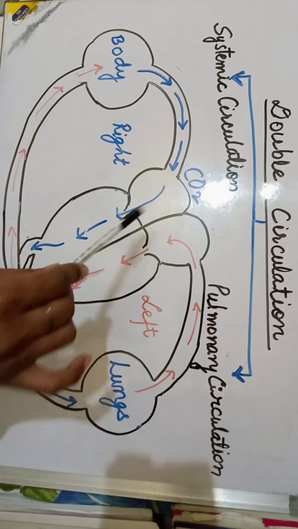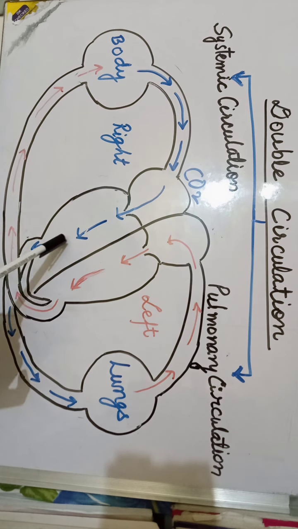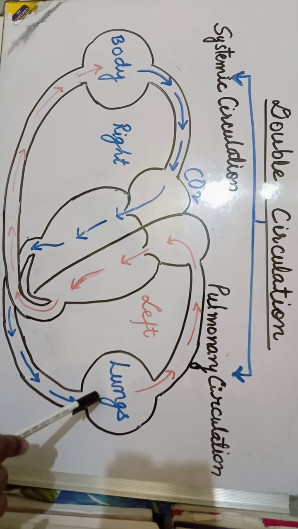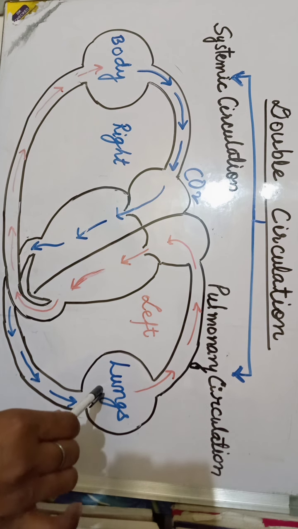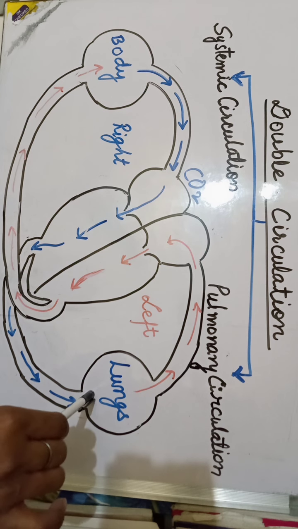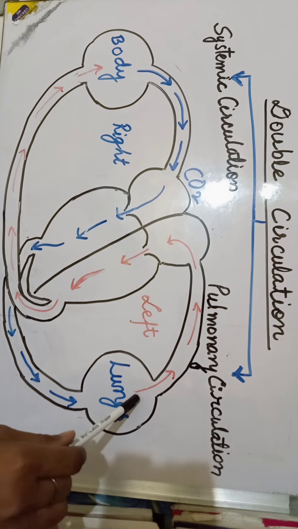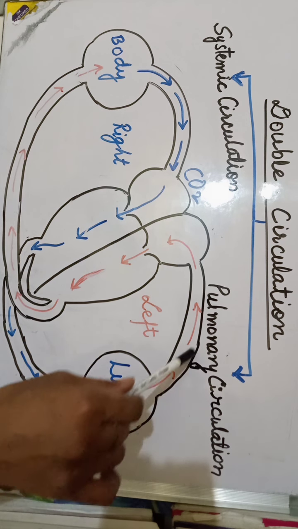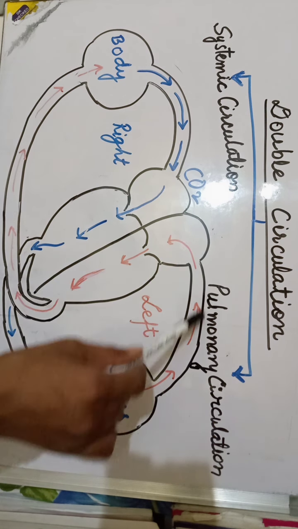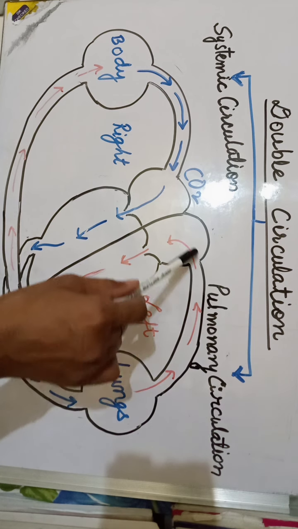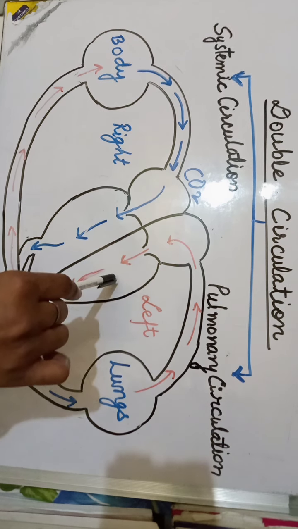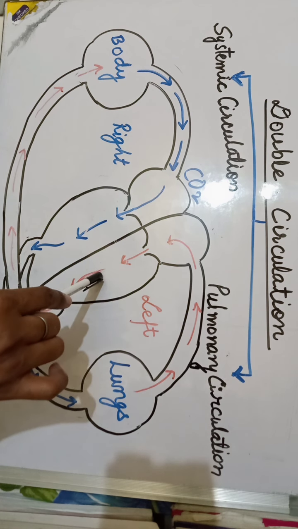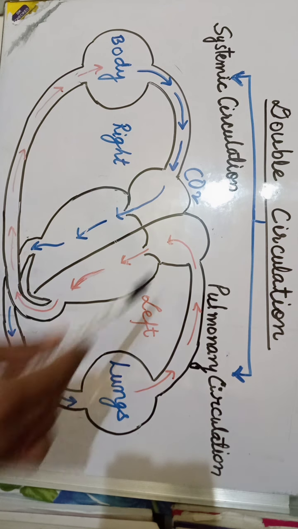Now from the right ventricle, the deoxygenated blood is taken through the pulmonary artery to the lungs for oxygenation. In the lungs, by the exchange of gases, the blood becomes rich in oxygen, and from the lungs the blood is taken to the left auricle through the pulmonary veins. The pulmonary veins pour the blood into the left auricle, and this oxygenated blood reaches the left ventricle, and from the left ventricle again it goes on for the systemic circulation.